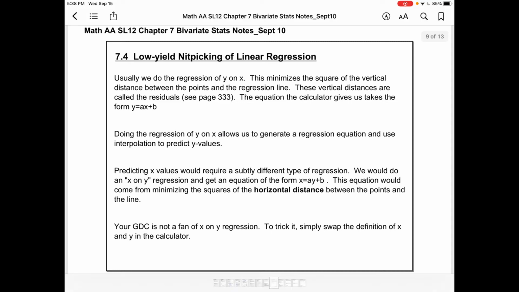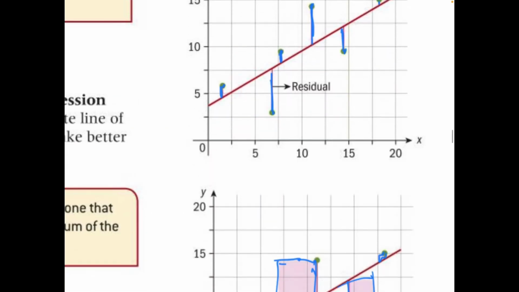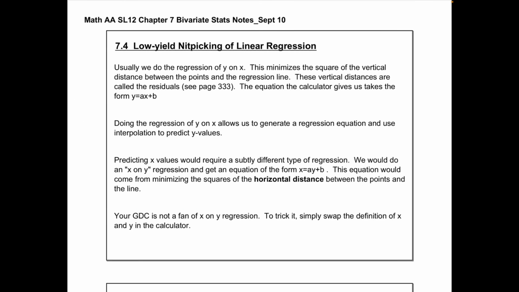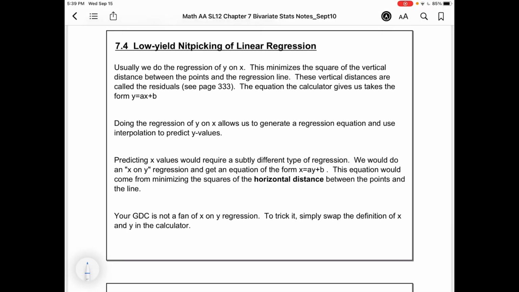So usually we do a y on x regression. It minimizes the square of the vertical distance between the points on the regression line. These vertical lines are called residuals, and there's a picture in your book. There are those residuals, there are their squares, we make them as small as possible. We get an equation in the form y equals ax plus b, and that's called a y on x regression. It allows us to predict y values. When we do the lin reg stuff, we can predict y values.